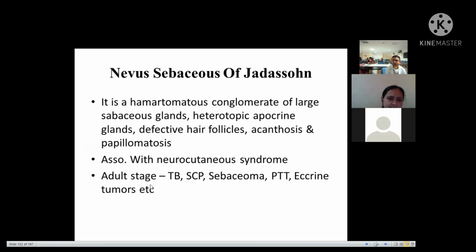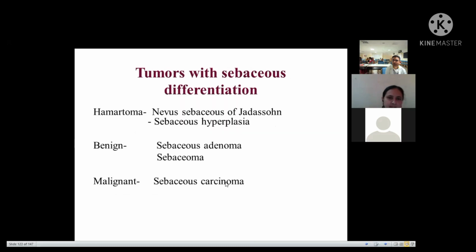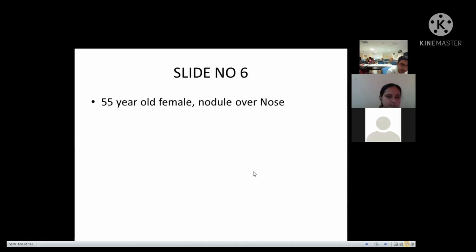In the adult stage, a lot of adnexal tumors can arise from this nevus sebaceous, like trichoblastomas, syringocystadenoma papilliferum, and so on. So this is nevus sebaceous, which is a hamartoma of the sebaceous gland. Regarding the classification of sebaceous tumors, we have benign and malignant ones. Benign are adenomas and sebaceomas, and malignant we have sebaceous carcinoma. So that was nevus sebaceous.